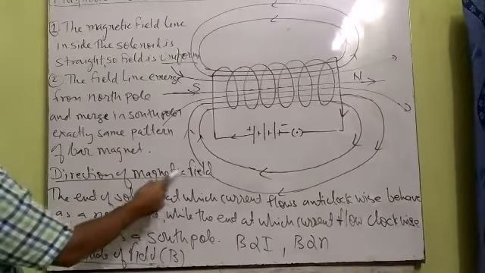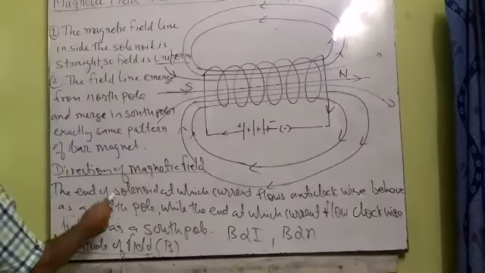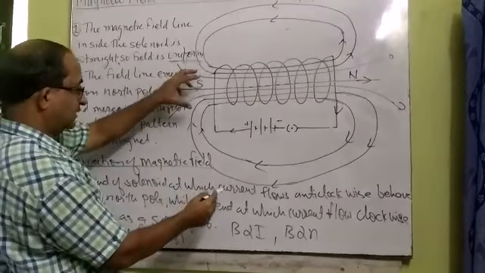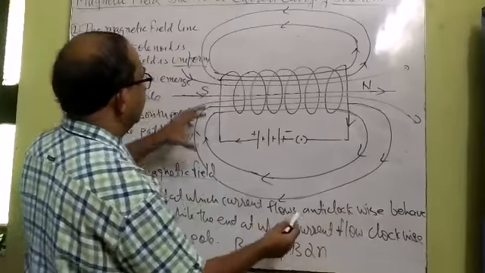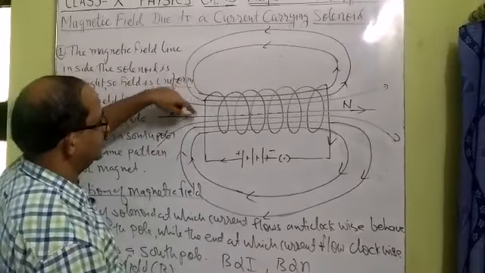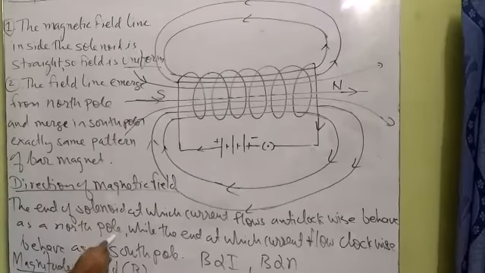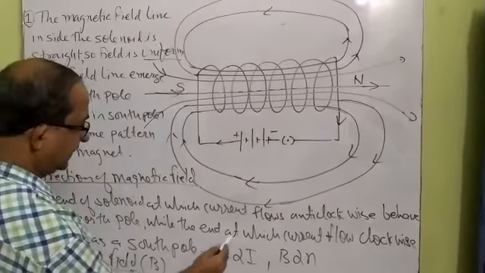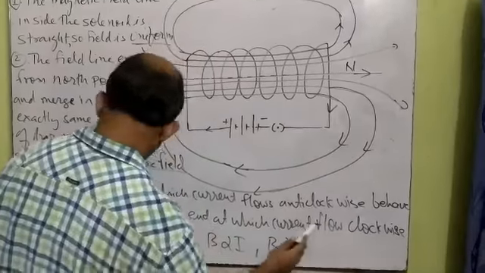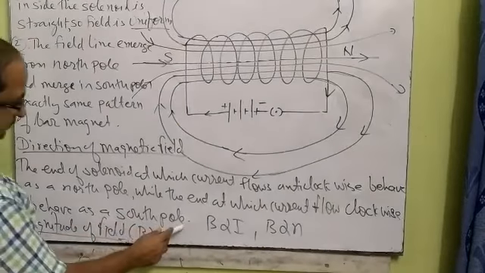For the direction of the magnetic field lines, consider the end of the solenoid at which the current flows in the anti-clockwise direction. If we look from this end and the current is flowing anti-clockwise, then this end will act like a north pole, while the end at which the current flows in the clockwise direction behaves like a south pole.